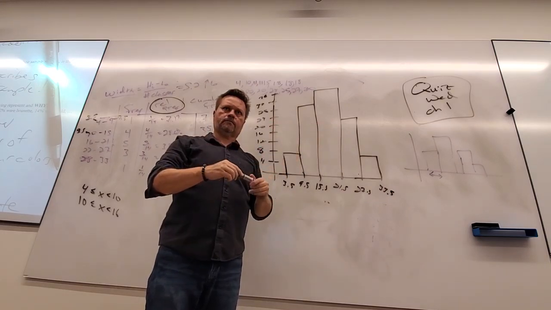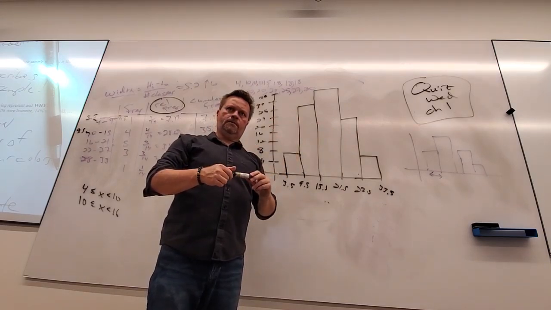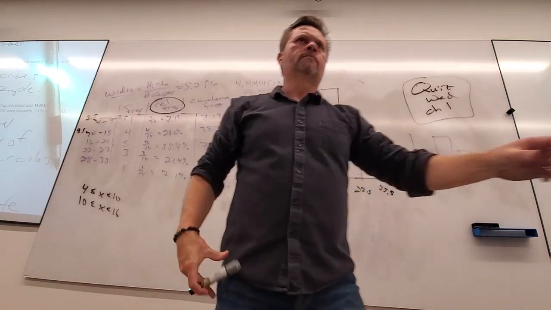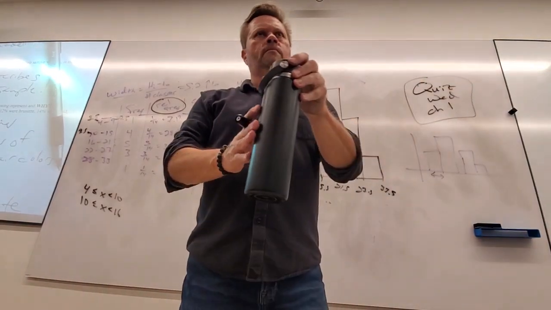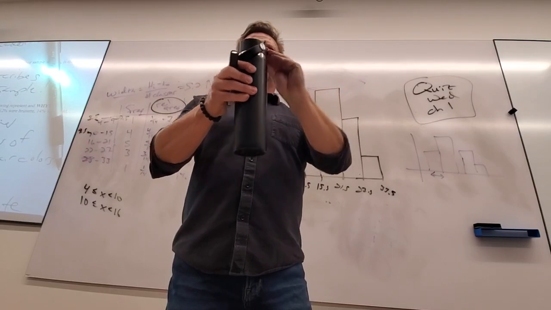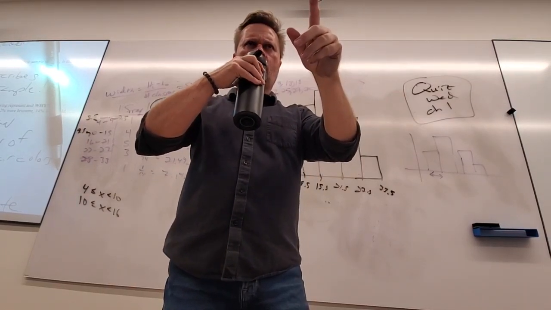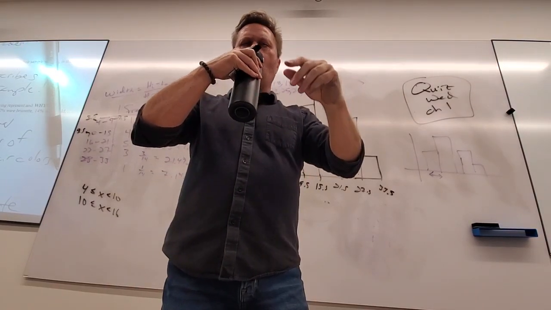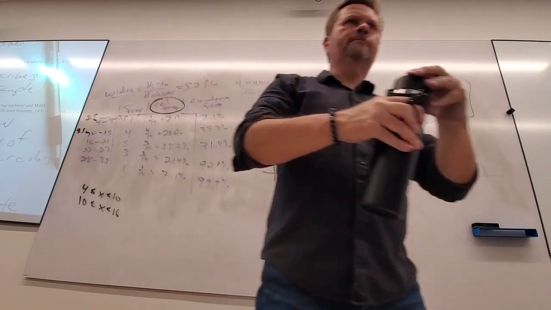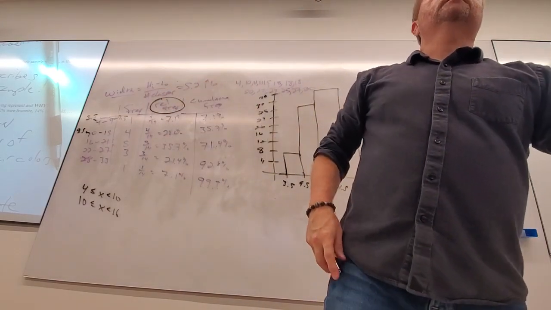I know we're using class width here, but the higher your sample size, the more likely it'll be a very normal distribution. The larger the sample size, the more data points you have, the closer you get to a normal distribution.